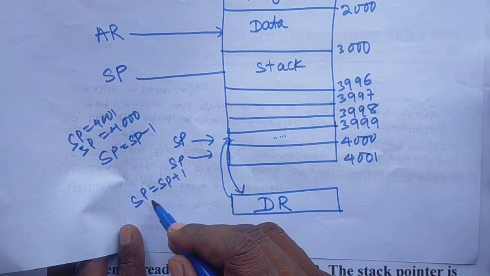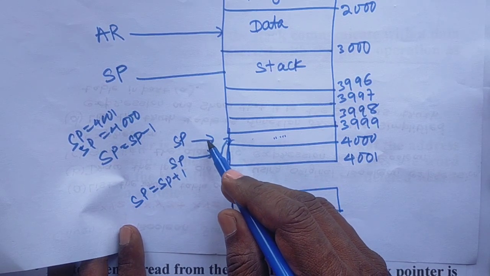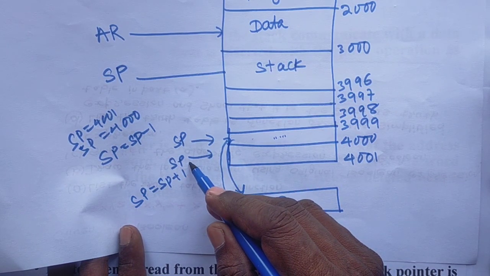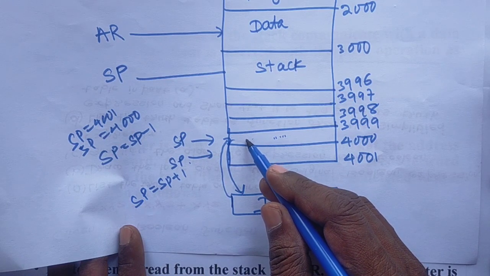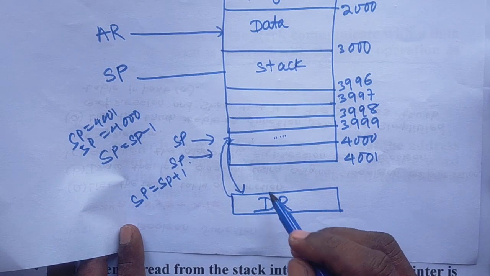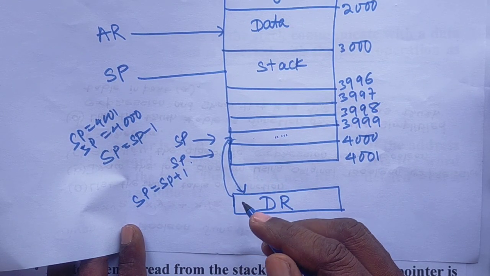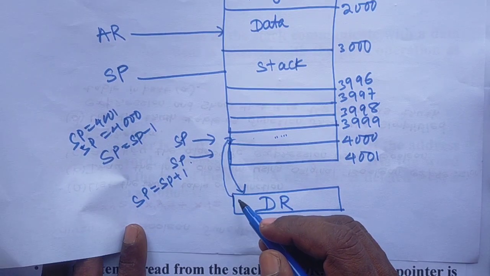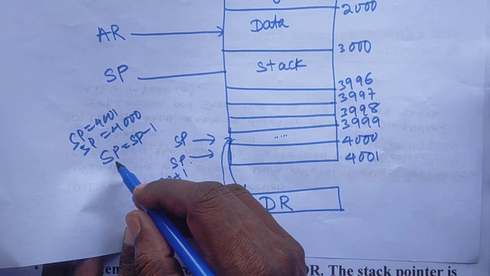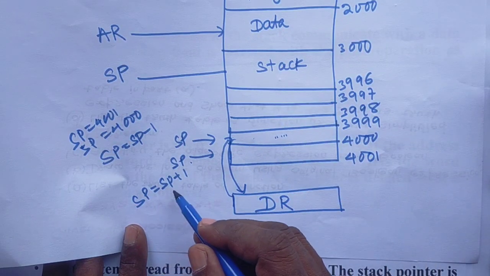Whenever SP is equal to SP plus 1, suppose SP is here, SP is increasing, that is SP will be here. Then this data will be deleted automatically and stored in DR. So this is the basic concept. For push of data, or inserting data into the stack, SP is equal to SP minus 1. If we pop out the data from the stack, then SP is equal to SP plus 1.